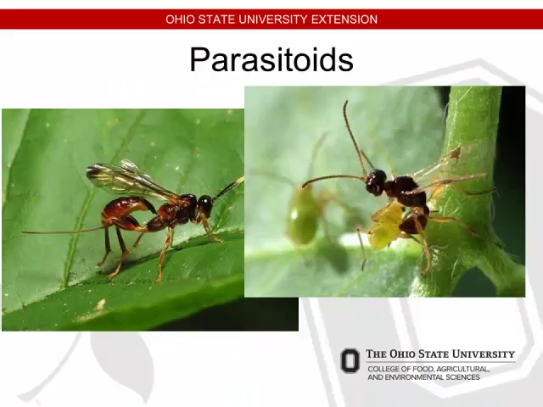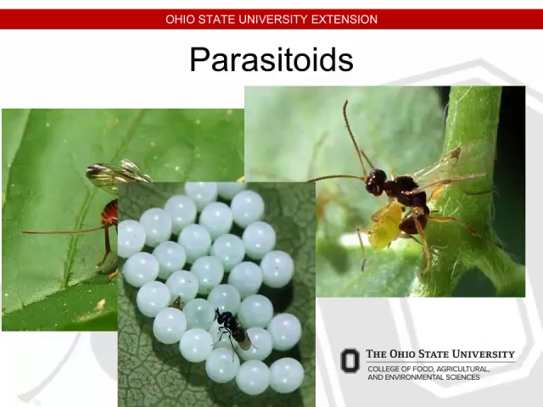And then finally, parasitic wasps. These are tiny little wasps that most people never see because they are so small, but they can attack aphid populations. They can even be parasitic on eggs of other insects. These too will be favored in less disturbed environments.